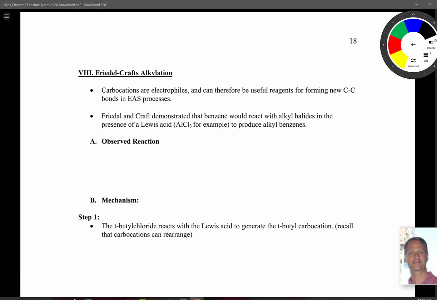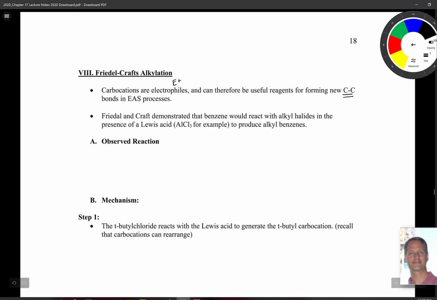Friedel-Crafts alkylation is an important reaction, and it's really a type of electrophilic aromatic substitution reaction. It just is making a new carbon-carbon bond, so it's powerful in that regard. Now, the carbocations are going to be formed, and they're going to be reacting as our electrophiles. So there are E plus that we're going to see reacting. And again, we're making new carbon-carbon bonds.